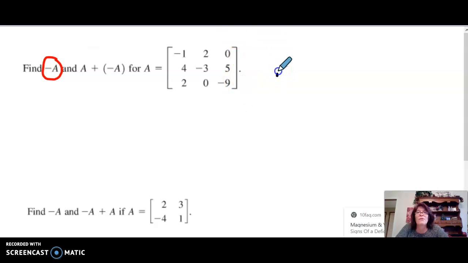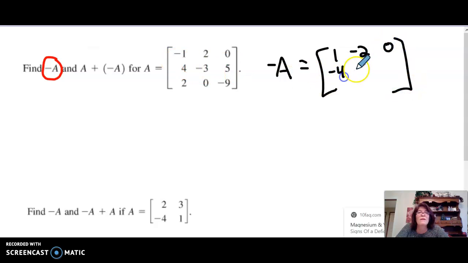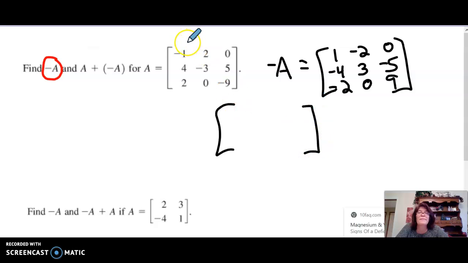Okay, so the opposite of A is going to be the opposite of -1, the opposite of 2, the opposite of 0, the opposite of 4, the opposite of -3, the opposite of 5, the opposite of 2. See how you do that? Okay. So if I would take A plus the opposite of A, then you definitely should get the zero matrix. Okay, same dimensions, but a matrix full of zeros.